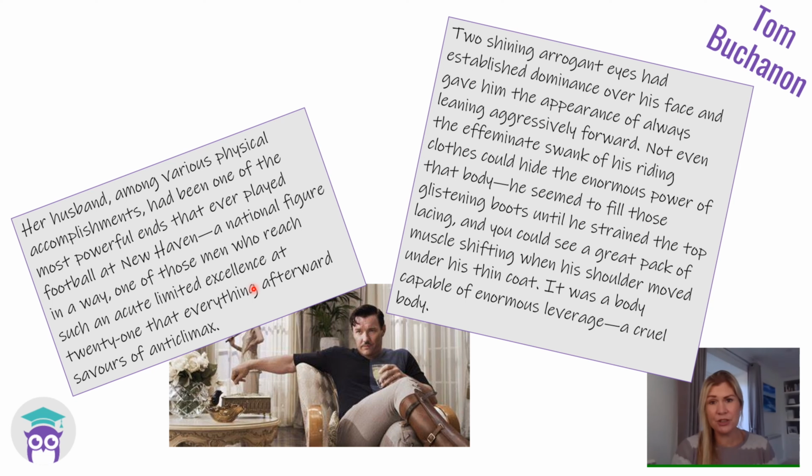He also describes his physicality. He says, "Two shining, arrogant eyes had established dominance over his face and gave him the appearance of always leaning aggressively forward." Okay, so we've got someone who's physically big, physically kind of aggressive, arrogant in look.